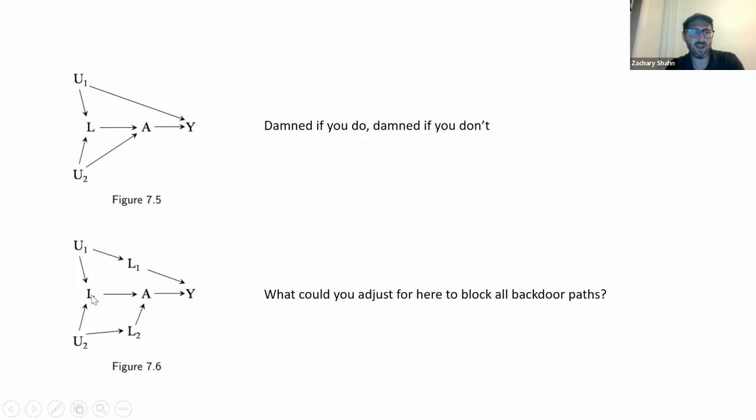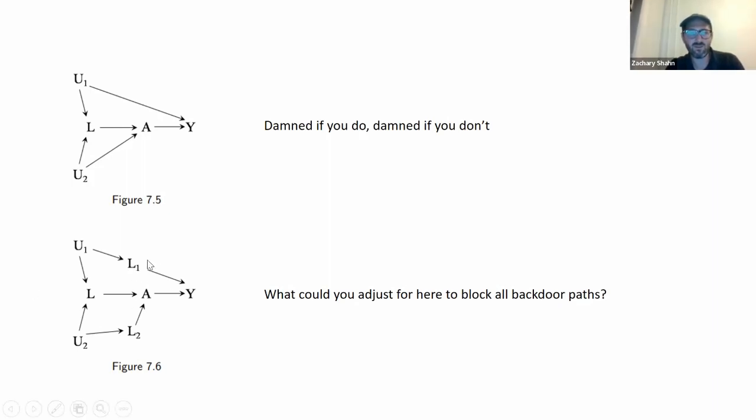If you don't adjust for L, then this backdoor path is closed because it's a collider that you're not conditioning on. So you can't get from A to Y this way. And if you try to get there this way, you get blocked by conditioning on L1. So if you condition on L1, you block all the backdoor paths between A and Y.